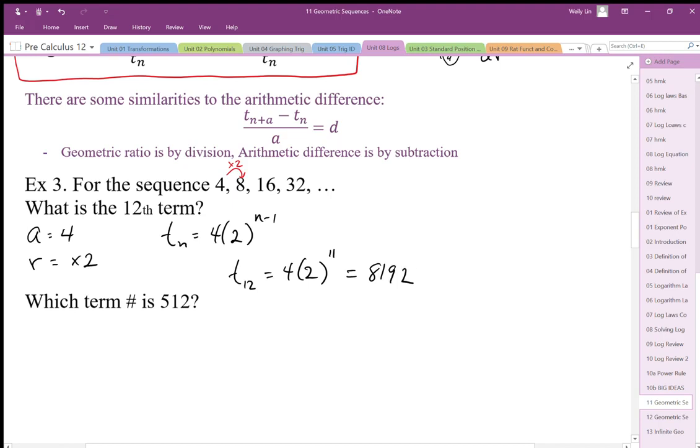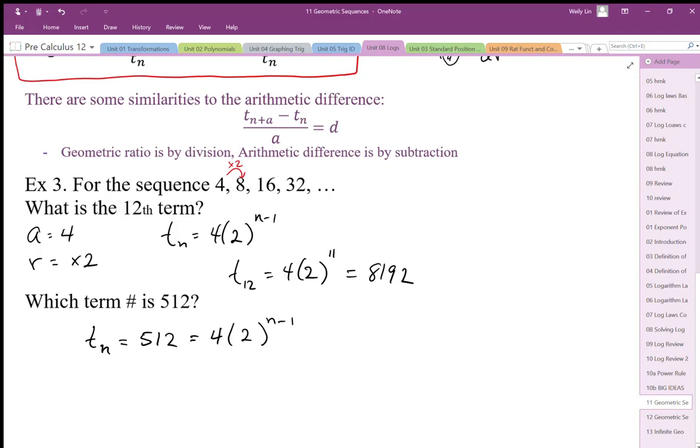So the next one here is, which term number is 512? So we don't know the n, but we do know the end amount, we do know the starting amount, and we do know how it grows. We just don't know the power here. How many times did we multiply by 2? Well, we can just count it really, but since the variable's in the exponent, we know how to solve these. We use logs.